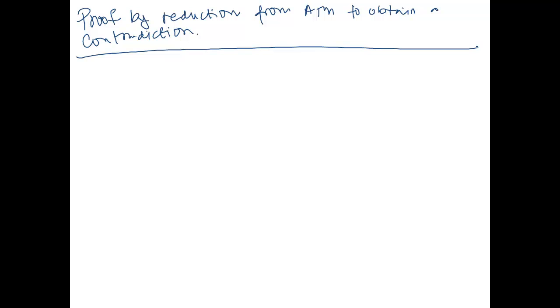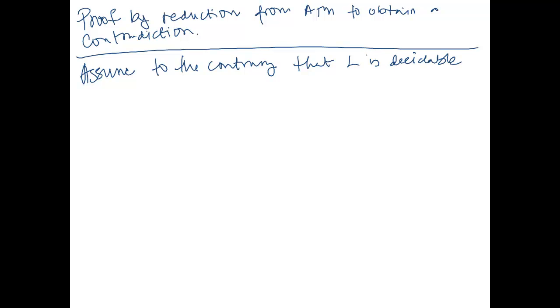So here's our proof. Assume to the contrary that L is decidable. Okay, therefore it has a decider, and we're going to let D sub L be the decider for L. Okay, so we're going to use DL to construct a decider DTM that will decide ATM.